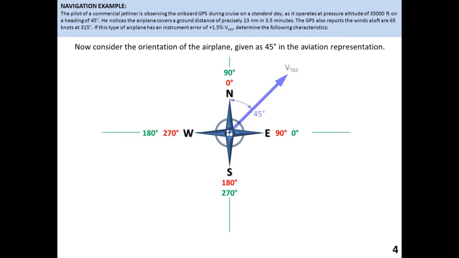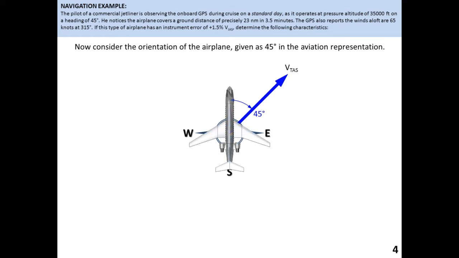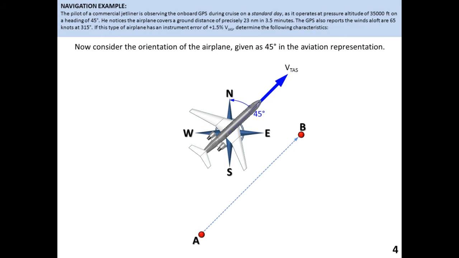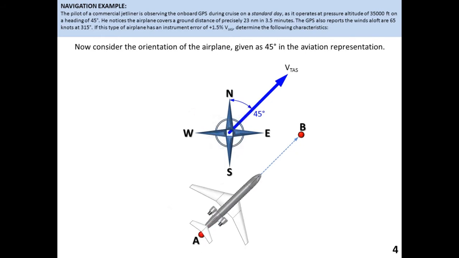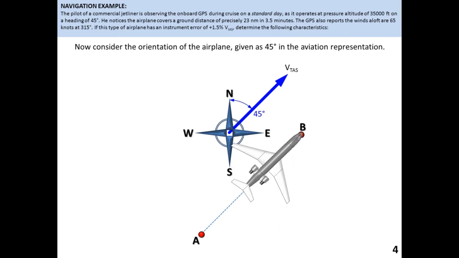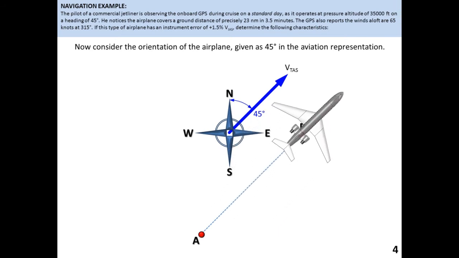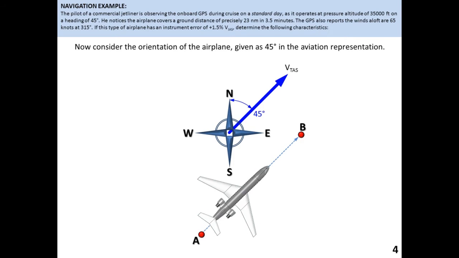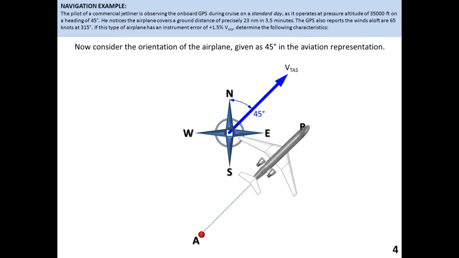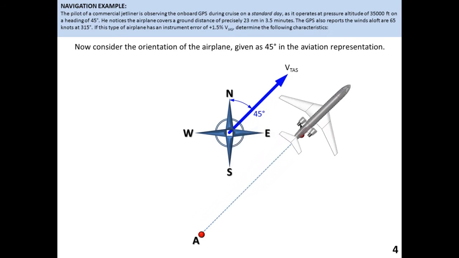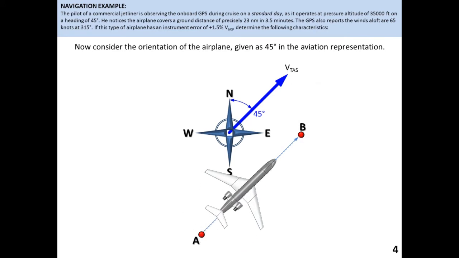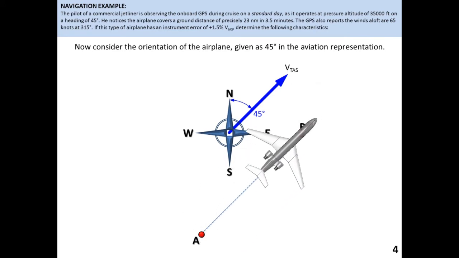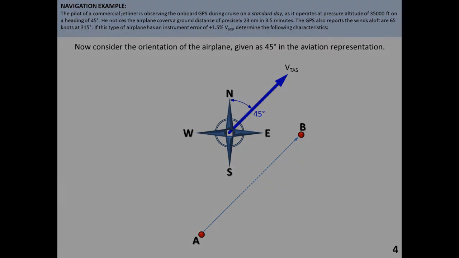Now consider the orientation of the airplane given as 45 degrees in the aviation representation. This means the fuselage of the airplane is pointed at the angle shown. Note that points A and B refer to the motion the airplane would make in the absence of winds aloft. The airspeed indication system reacts to a dynamic pressure that corresponds to its true airspeed, which right now is unknown. Therefore, the true airspeed is a vector of unknown magnitude but known direction.